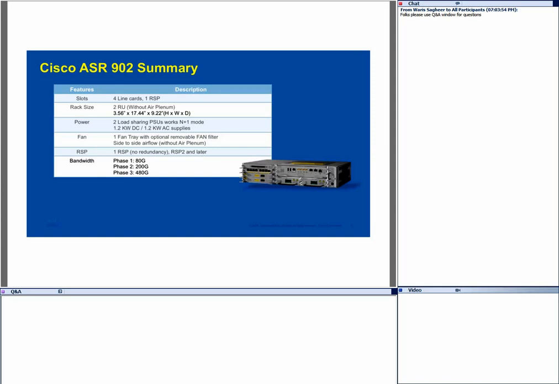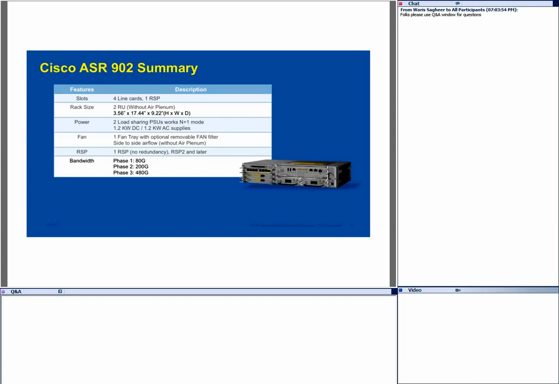It has only one RSP. There is no redundancy in terms of RSP here. There is only one RSP. So there is no real redundancy for the control plane or the management plane here, right? So this is only 902. With 903 and then 907, we have redundancy with RSP. And an important thing to note is the dimension. So the depth is 9.22 inches.